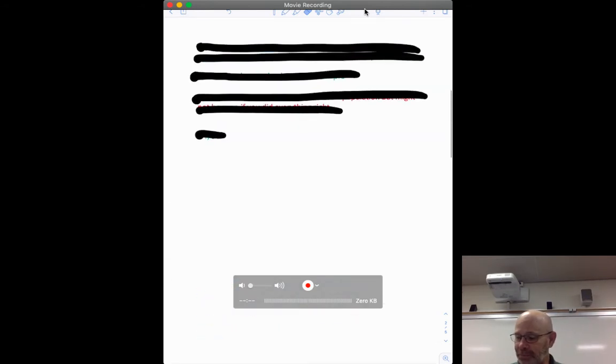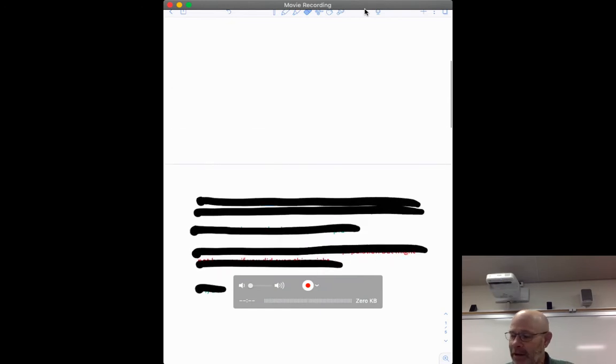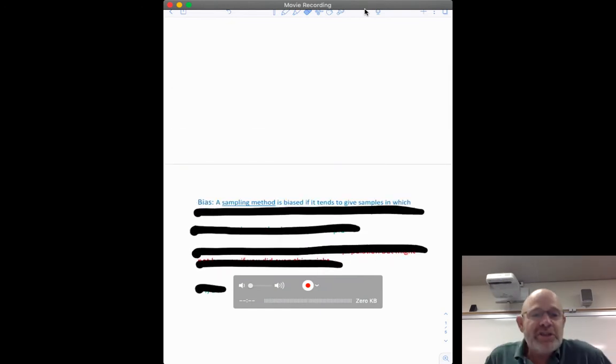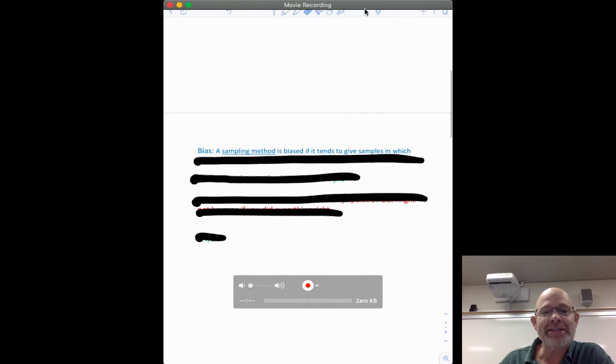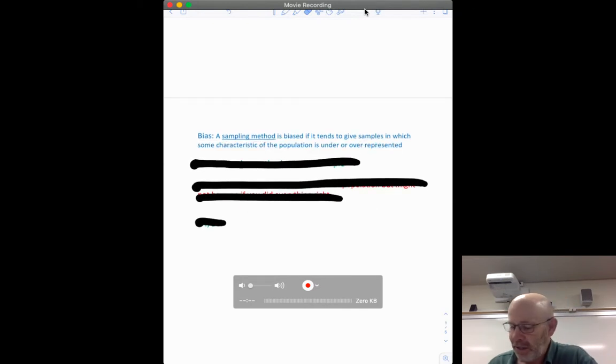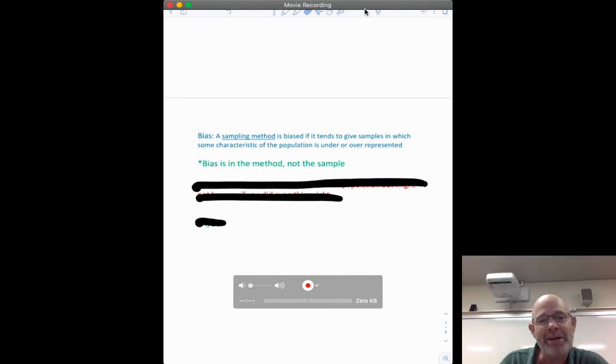Okay, so we're going to use this term bias. A sampling method is biased if it tends to give samples in which some characteristic of the population is underrepresented or overrepresented. Okay, so in other words, notice that bias is in a method. Okay, so I'm going to say that right here. Bias is in the method, not the actual sample.